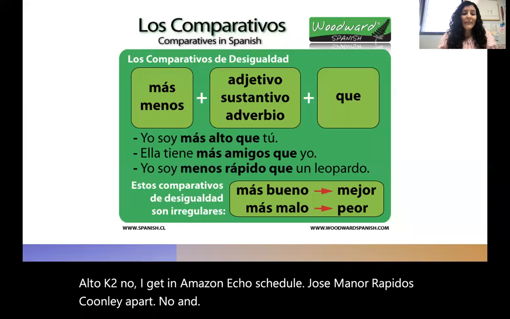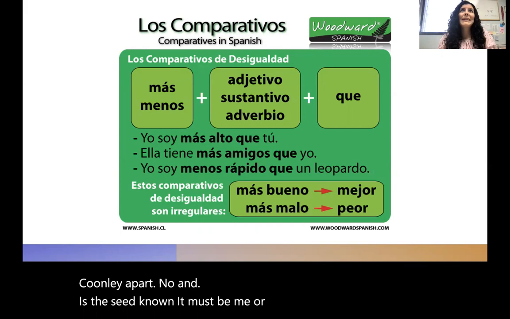Es decir, es más rico que el mío, ¿no? O ese café es menos delicioso que el que hago en casa. Otros ejemplos, ¿no?